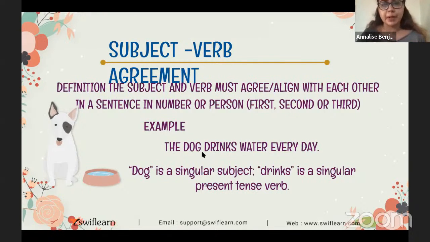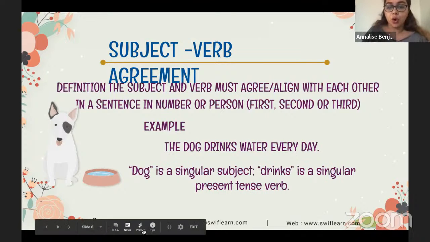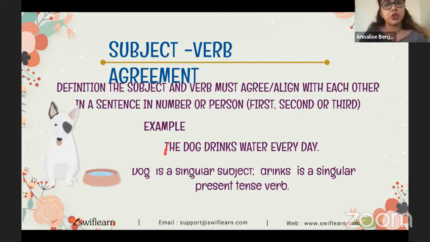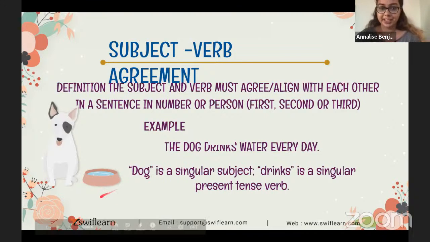Look at our example given here. The dog drinks water every day. Over here, the dog is singular. So our subject is singular. Our verb drinks. Drinks is also singular as it is in the present tense. So as you can notice, the subject and your verb are aligned with one another.